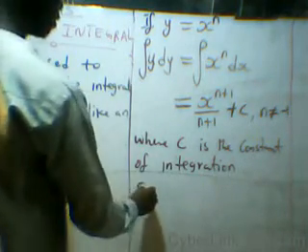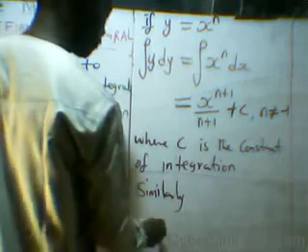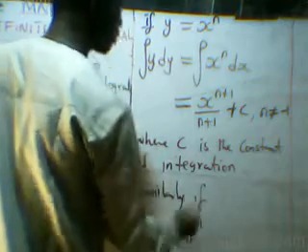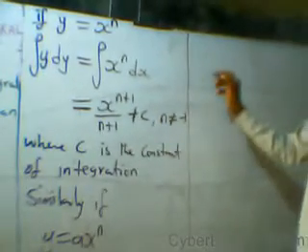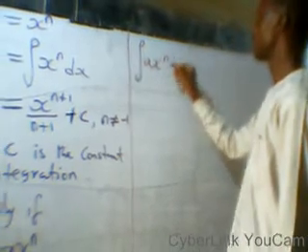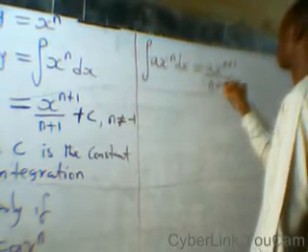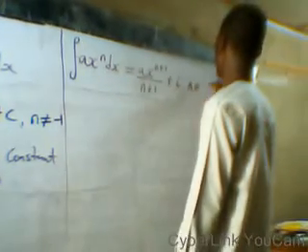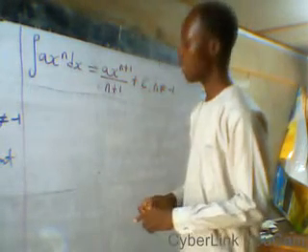And similarly, suppose our x has a coefficient. Let's say we have y equal to a x raised to power n, and we want to integrate this. Of course, what we are going to have is that the integral of a x raised to power n dx will be a x raised to power n plus 1 all over n plus 1, then plus c, and of course n is not equal to what? Minus 1. So that is that about the formula for integration.